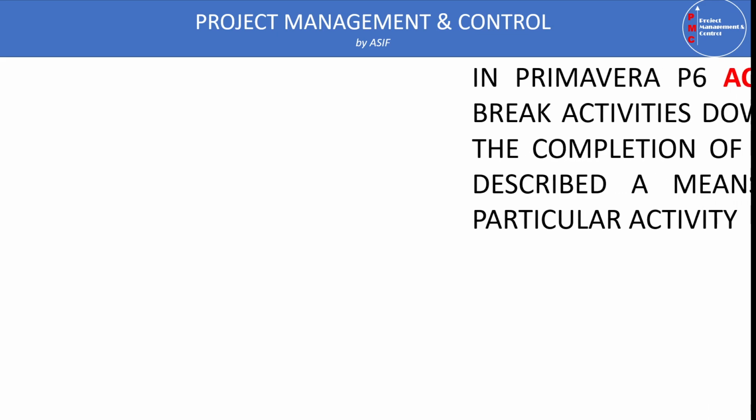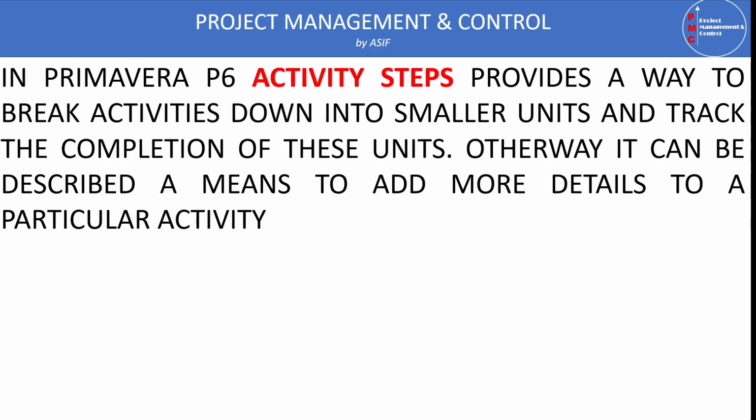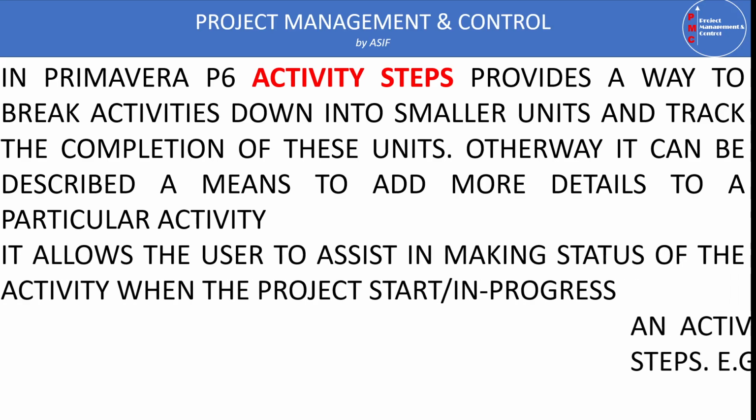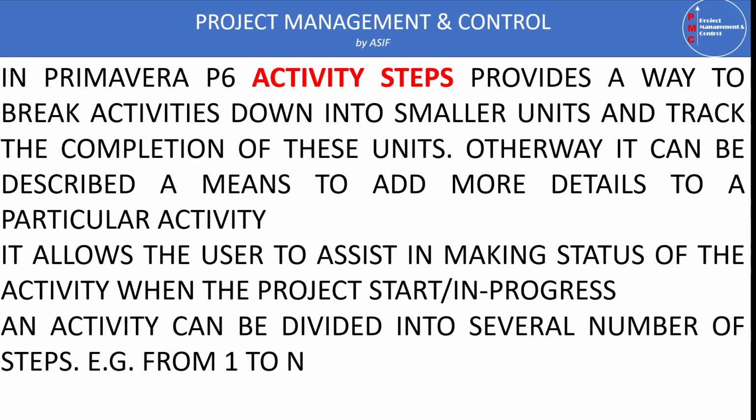In Primavera P6, activity steps provide a way to break an activity down into smaller units and track the completion and progress of these units. Otherwise, we can say that activity steps are a means to add more detail and definition to a particular activity. Activity steps allow the user to assist in making a status of the activity when the project either starts or is in progress. So we can easily monitor the progress of any activity while the project is in progress. Actually, an activity is divided into several steps depending on the type of the activity and its complexity.